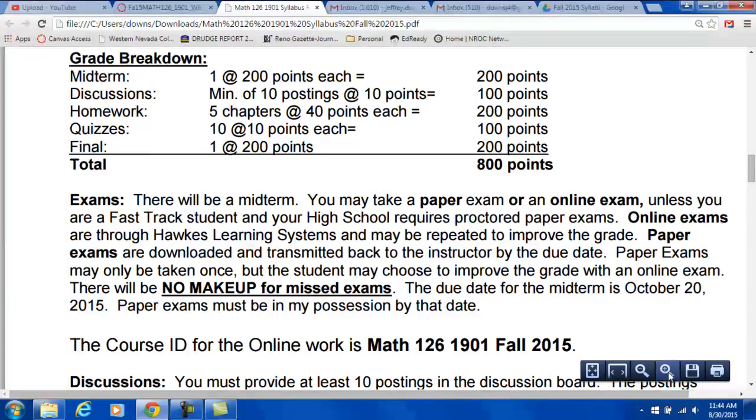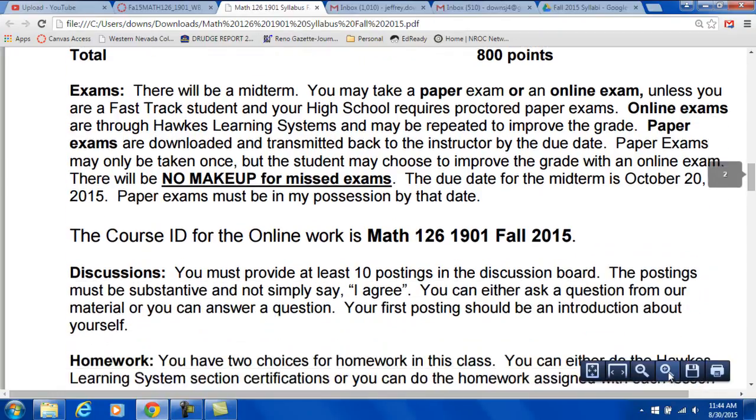Online exams are through Hawk's learning system and may be repeated to improve the grade. Paper exams are downloaded and transmitted back to the instructor by the due date. Paper exams may only be taken once, but the student may choose to improve the grade with an online exam. Online exams can be taken multiple times, but they don't get partial credit, where paper exams do get partial credit. There'll be no makeup for missed exams. The due date for the midterm is October 20th, as I said earlier. Paper exams must be in my possession.